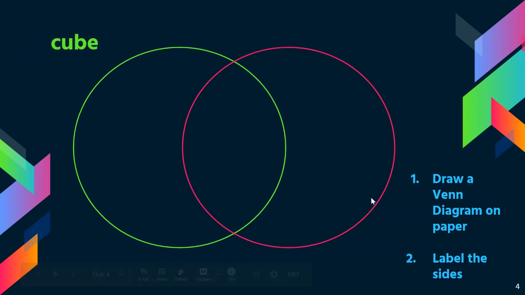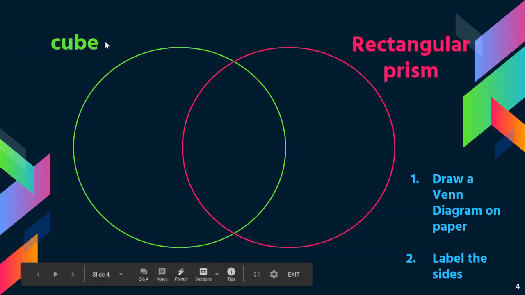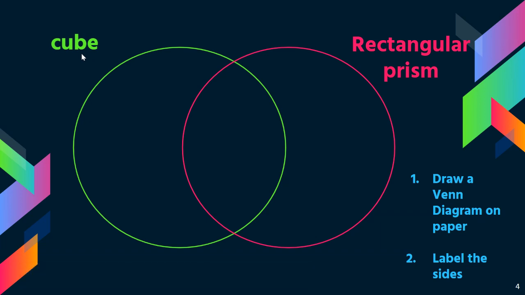Now we need to label those sides. So on the left side, I wrote the word cube, C-U-B-E, and notice I used the same color as my circle. On the right side, I labeled it rectangular prism. Those are two long words, so if you need to pause the video, go ahead.